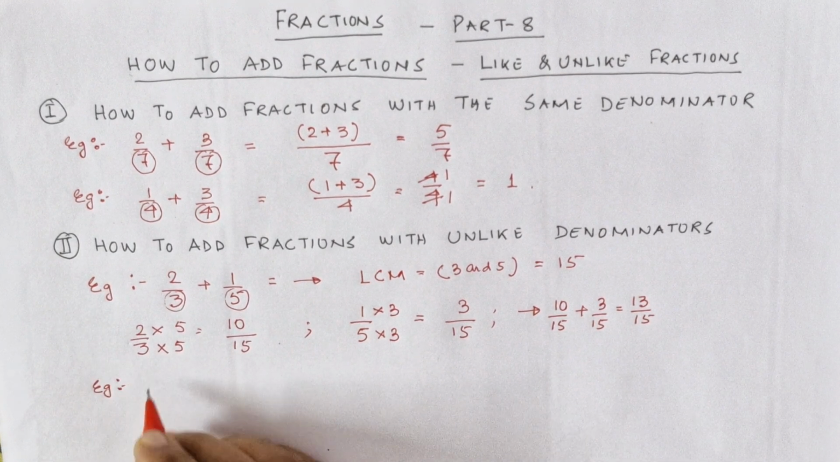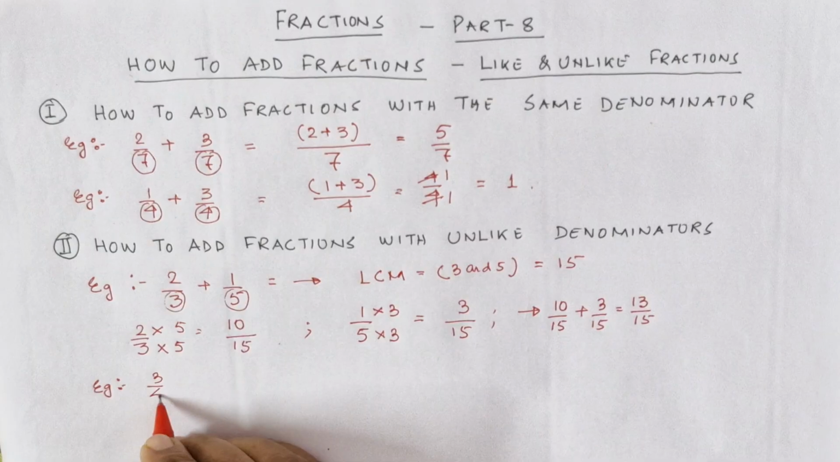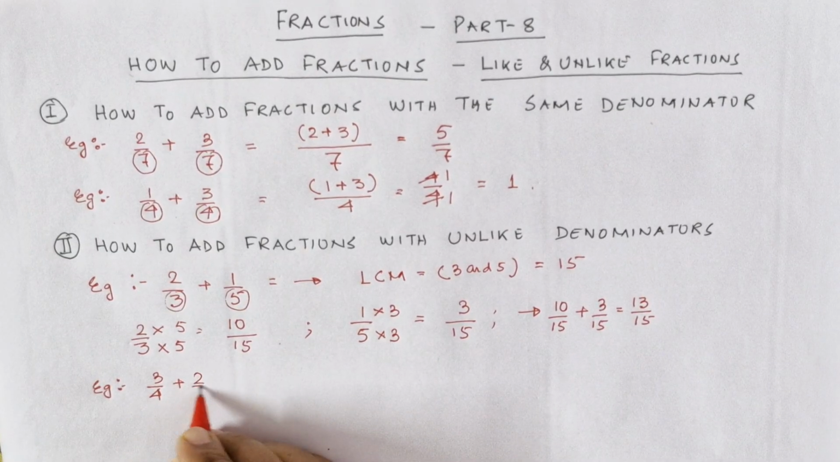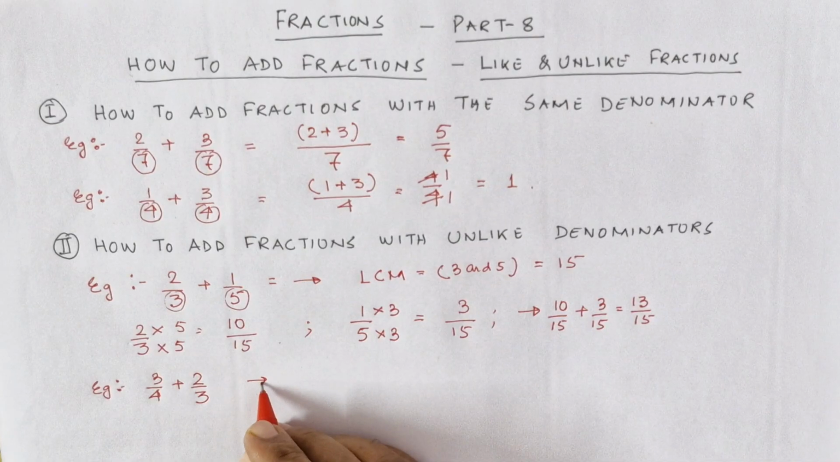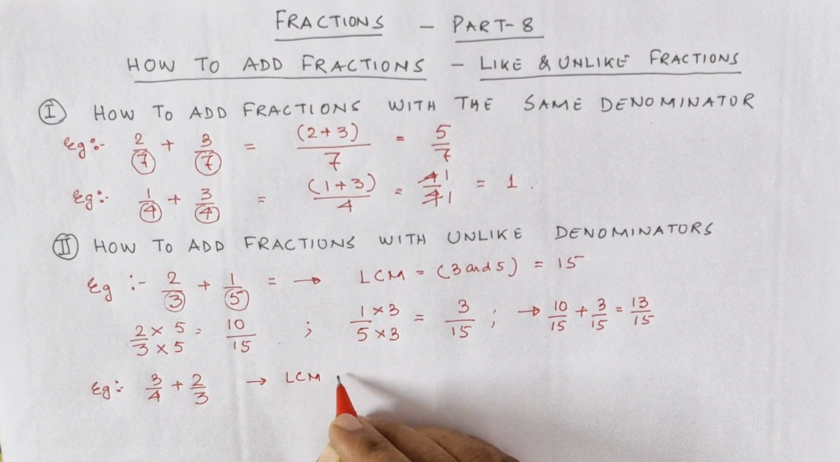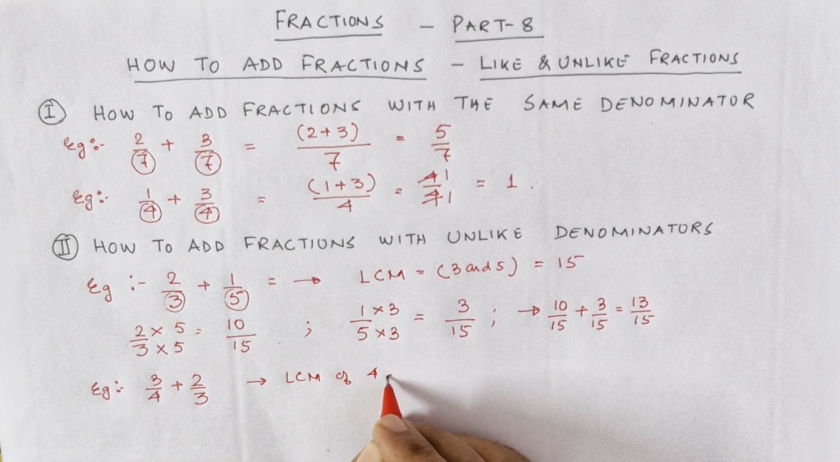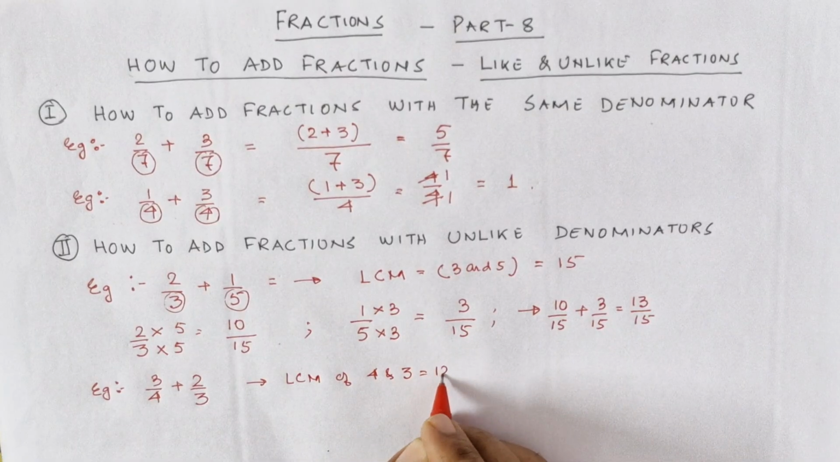So let's take one example. 3 by 4 plus 2 by 3, right? So what you need to do? First of all, find out the LCM of 4 and 3. So LCM of 4 and 3 is 12.